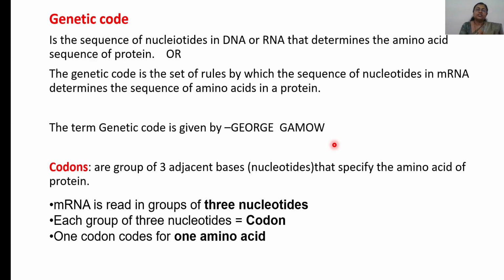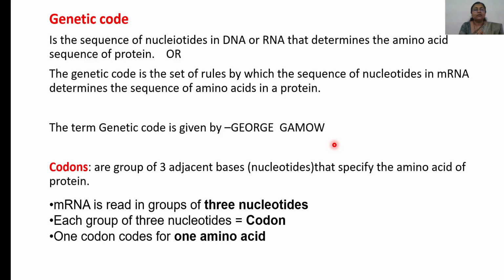So one question arises in the mind. How does the sequence of DNA bases decide which amino acids will form a protein? The answer lies in the genetic code. Genetic code is the sequence of nucleotides in DNA or RNA that determines the amino acid sequence of proteins. Or we can also say that genetic code is the set of rules by which the sequence of nucleotides in mRNA determines the sequence of amino acids in the protein.